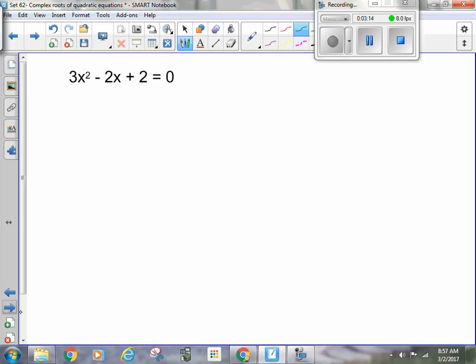All right, so this one's a little bit different because we have that coefficient here. So we're just going to go through and divide everything by 3. When we complete the square, we want our leading coefficient to be 1. So we're just going to leave this as negative 2/3. And I'm going to go ahead and move over this 2/3 to the other side.